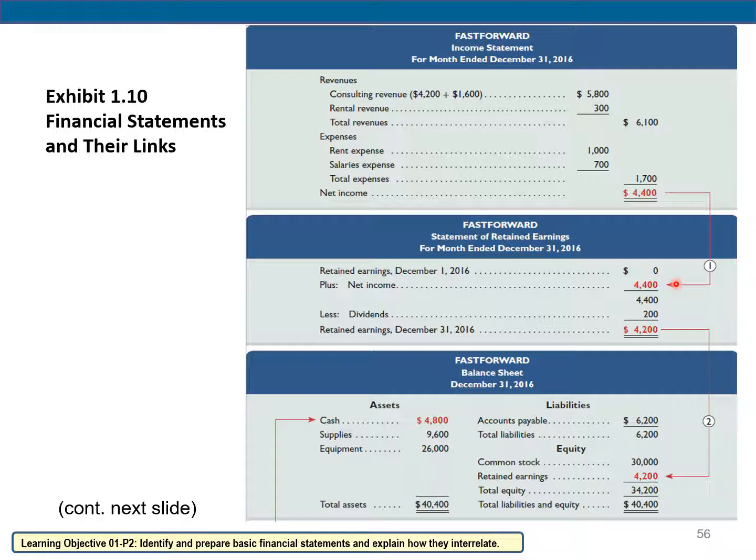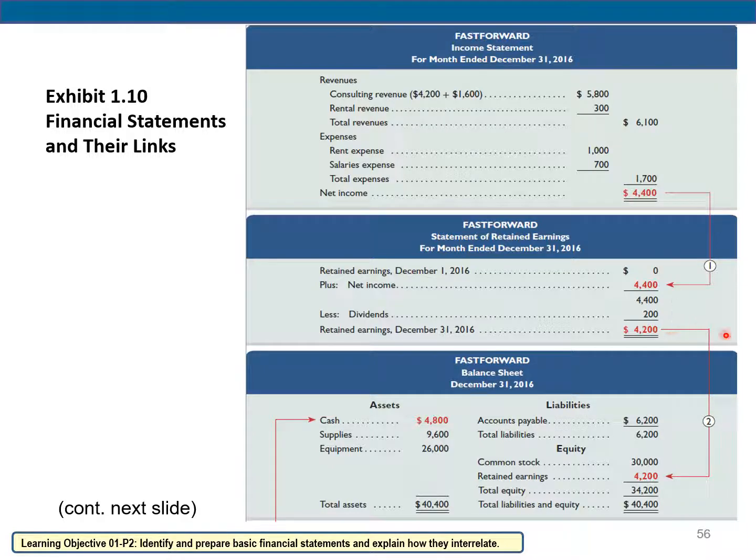So your statement of retained earnings starts with retained earnings at the beginning of the period. Because we're presenting the statement for the month ended December 31st of 2016, we start with the December 1st balance in retained earnings, which is 0. The company just began. We're going to add our net income, or subtract our net loss if we had a net loss. And then you subtract any dividends that were paid. And you get to the ending retained earnings balance as of December 31st of 2016.